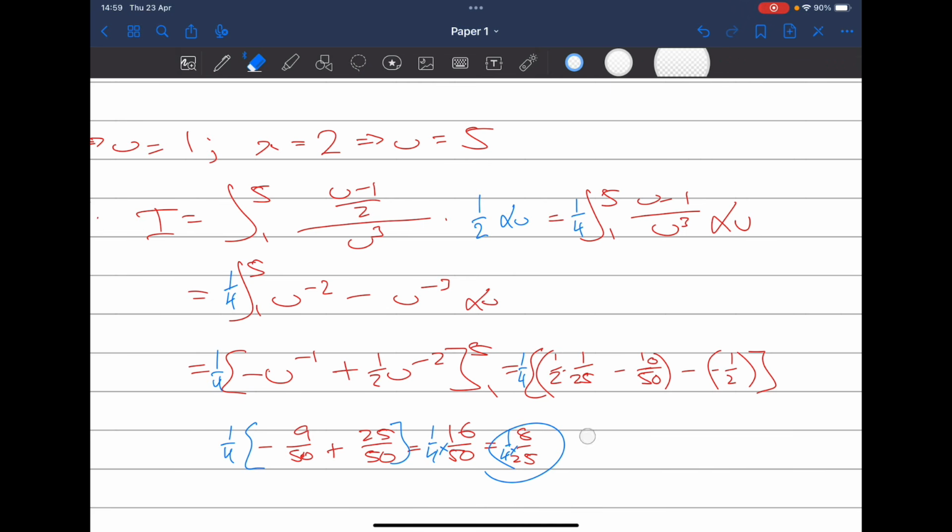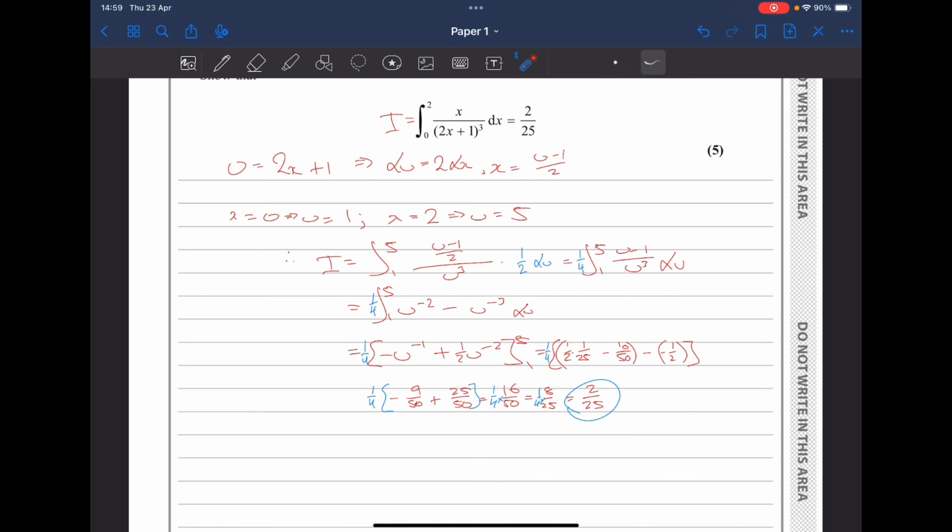So a quarter of 8 is 2. We get 2 over 25, and that is 0.08. See, it's very easy to get slipped up. This is something to be careful of. There's no way to stop you ever making these little mistakes completely. They will slip in there.